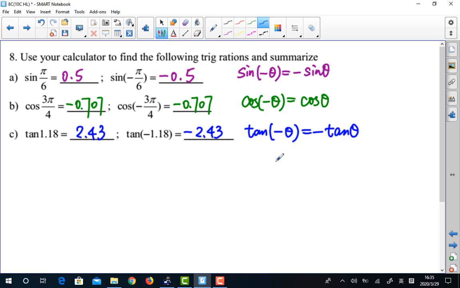SL students are not required to really understand those pattern rules, but HL students, you are encouraged to develop your knowing and understanding of those pattern rules and get familiar with all those pattern rules for further learning.